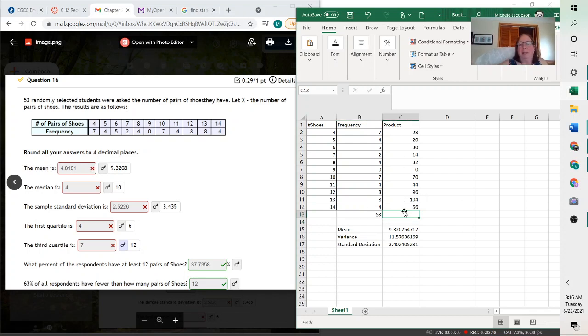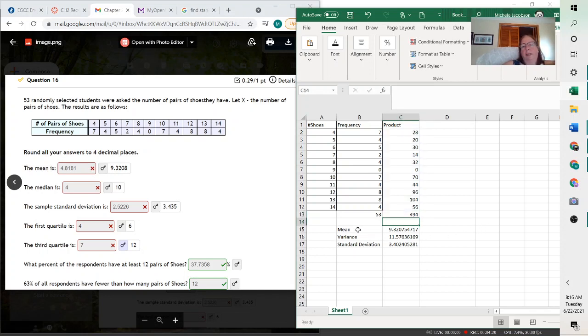We want to add up these. So this is how many there were. 53, and it even says over here 53 random students. And you want to take your product and add it up. So we click at the bottom, click equals, type sum, and then you double click on it, and then you highlight it, close the parenthesis, and hit enter.